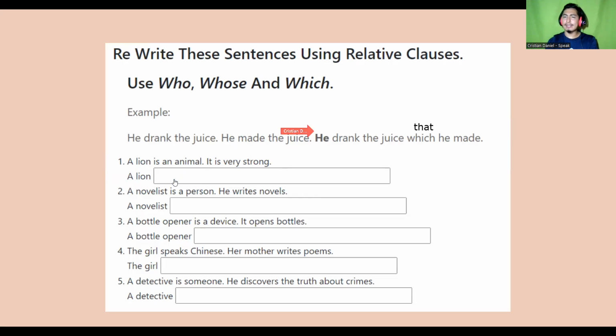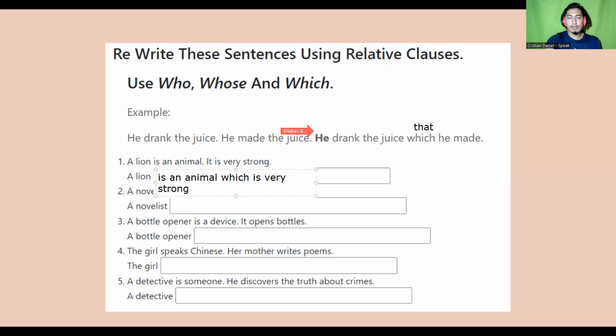What could be the correct sentence? Okay, let's give a shot. A lion is an animal that, oh, we cannot use that. Come on. So in that case, everybody, we use which, of course. A lion is an animal which is very strong.